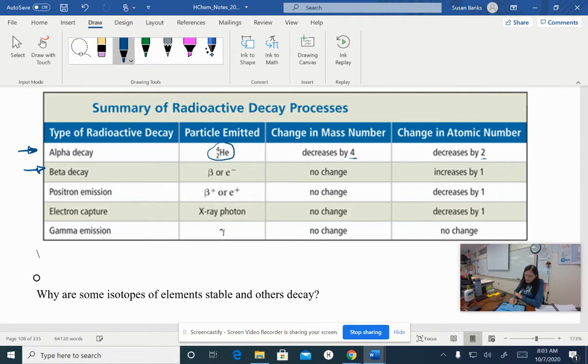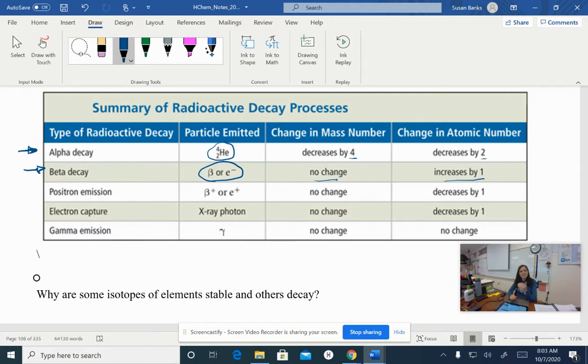Okay? Beta decay happens when we have an electron leaving the nucleus, and it's symbolized by a beta or an electron negative. The mass number does not change, but we do increase. We take a neutron and we turn it into a proton. So we increase the atomic number by 1.